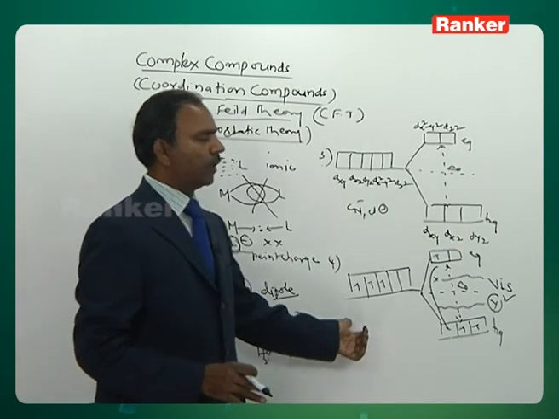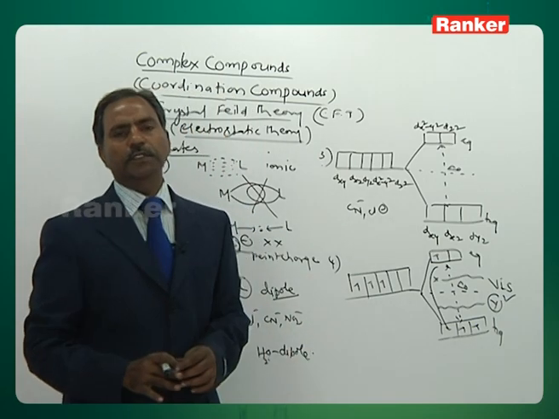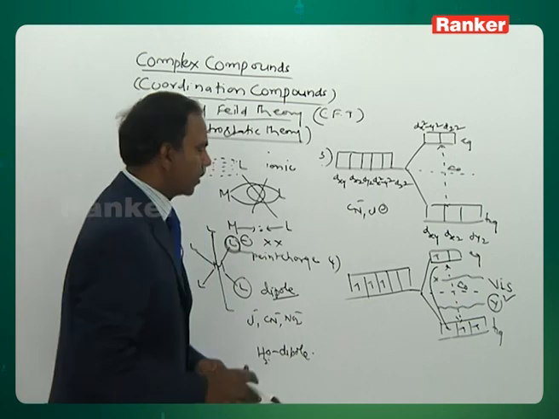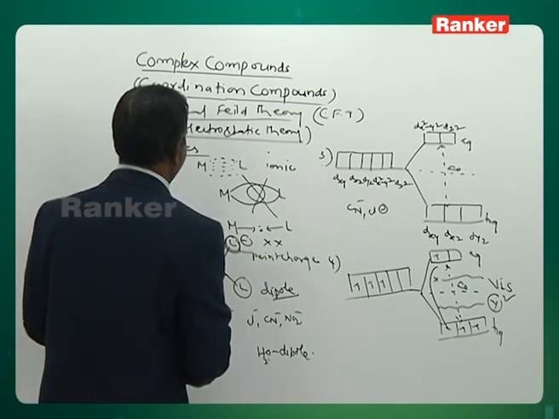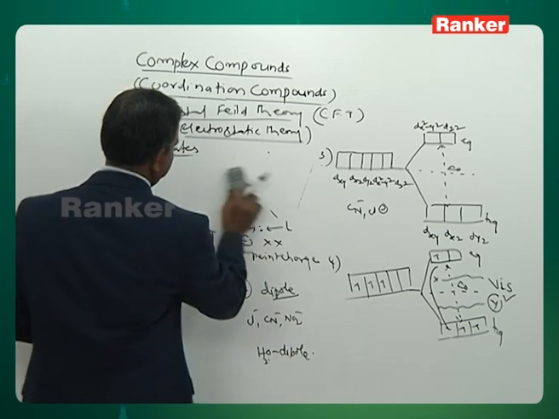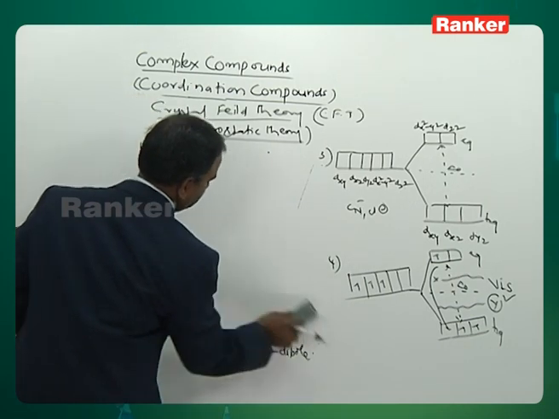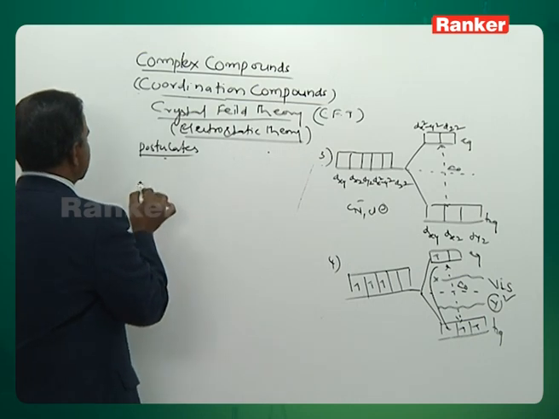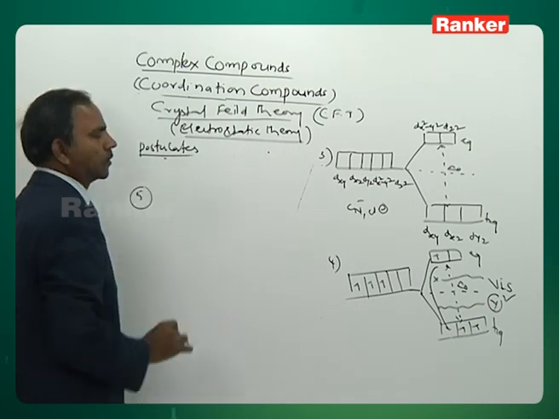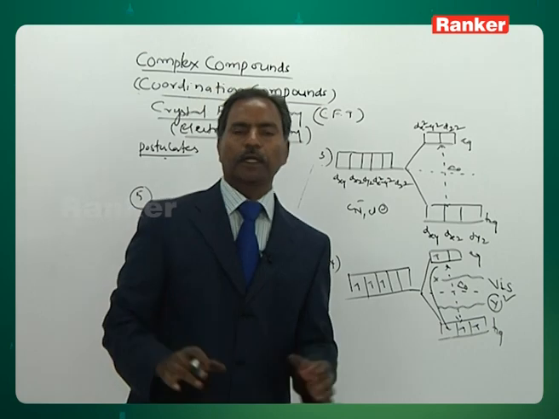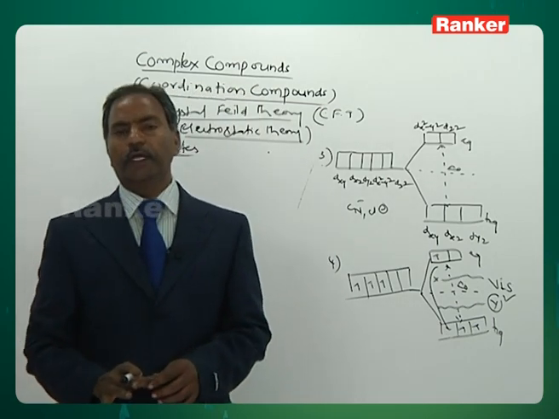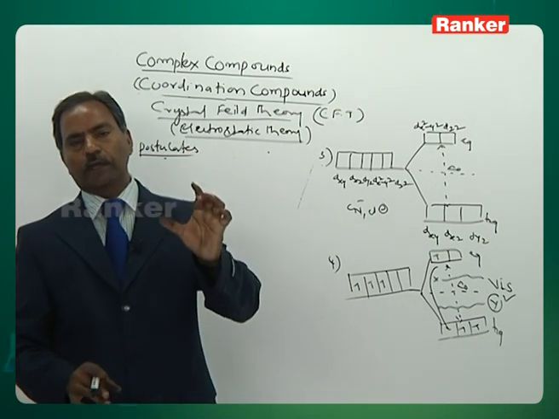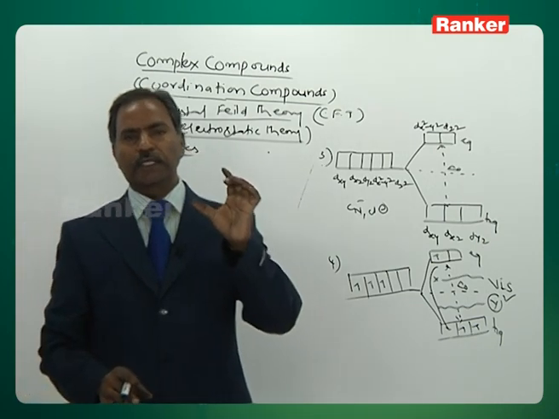One more possibility: according to crystal field theory, we can also thoroughly explain the various magnetic properties. How do we explain the magnetic properties? The various magnetic properties can be explained based on splitting of d orbitals under the influence of different field strengths of the ligands.